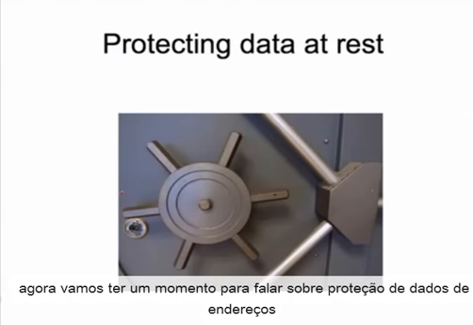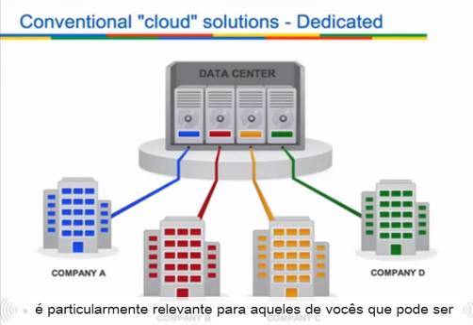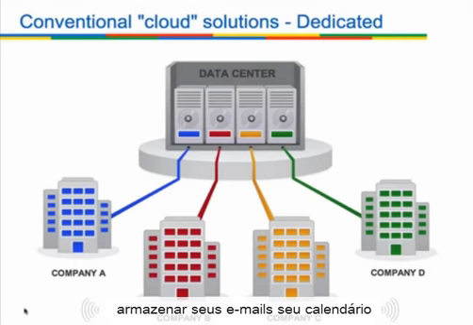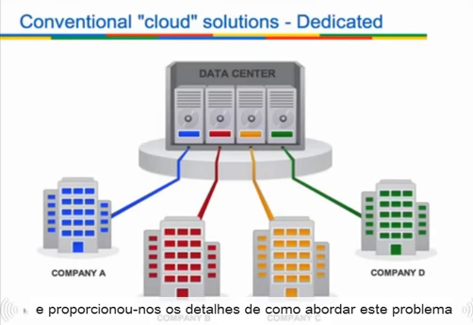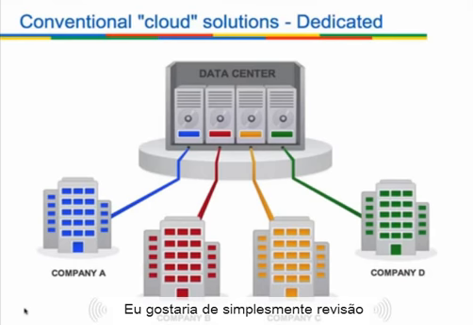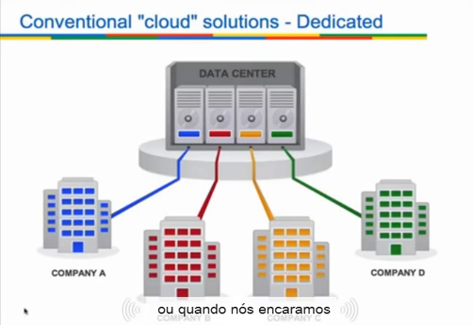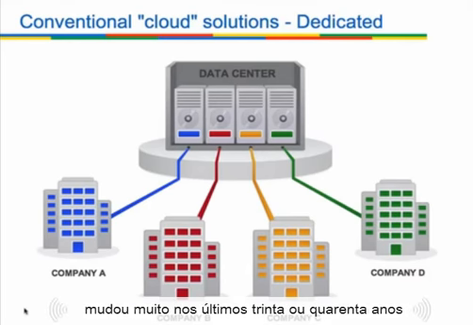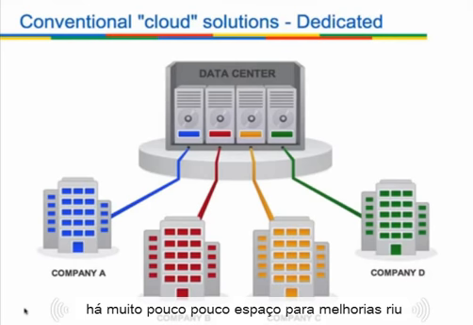Now let's take a moment to talk about protecting data at rest. Data at rest is particularly relevant to those of you who might be storing your mail, your calendar, your documents inside our servers. And before I get into the details of how we approach this problem, I'd like to simply review the model, the framework that all of us have in our minds when we envision a cloud solution. This model hasn't changed very much in the last 30 or 40 years. In fact, there's very little room for improvement left in this framework.